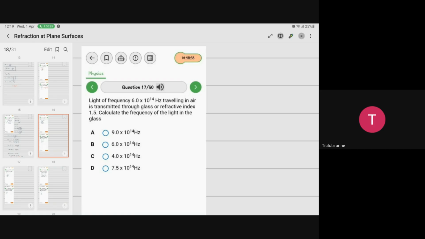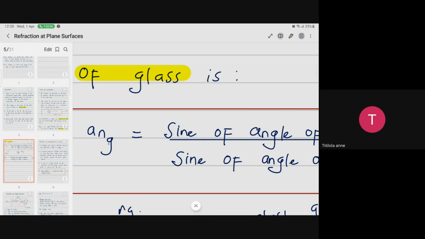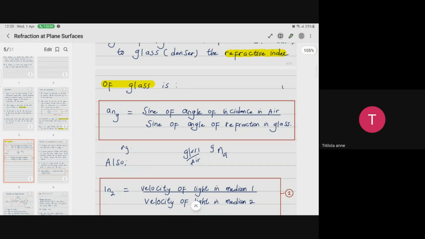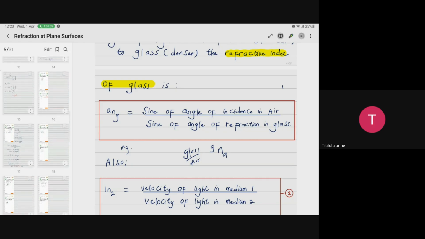Now the next one says light of frequency this, traveling in air, is transmitted through glass of refractive index 1.5. Calculate the frequency of the light in the glass. I know I didn't give any formula connecting frequency and all of this, but we did our wave, and there's a connection between the refractive index and the speed of light, right? It's the velocity of light in the first medium over the velocity of light in the second medium. There's a formula I give right here, which we are going to use to connect it together. Remember that very formula is going to come into play for you to be able to answer that particular question.